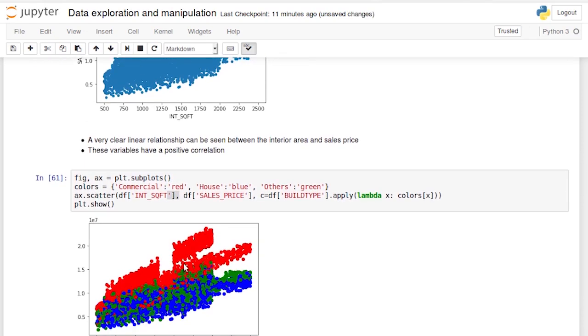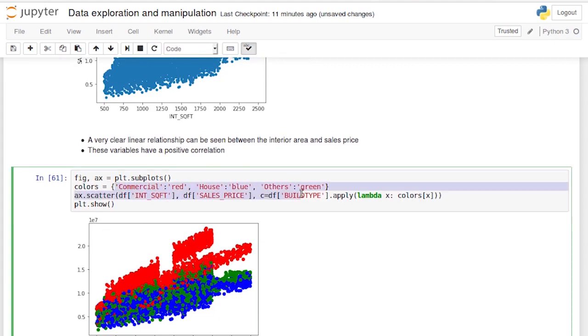So here we have a function wherein I am creating a plot and I've assigned colors to the different building type categories, which we had commercial, house and others, as we have already seen in the univariate analysis. And then I am using the dot apply function again. So as you already know, for this particular variable, it's going to pick up every row, and the dot apply would use colors, which is this dictionary defined here, for every row on this particular feature. So that's how the apply function would work.